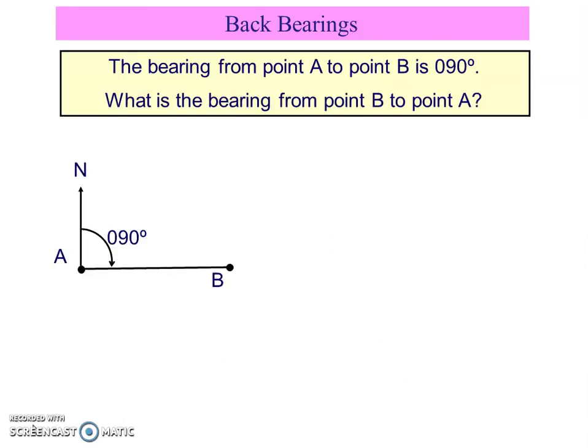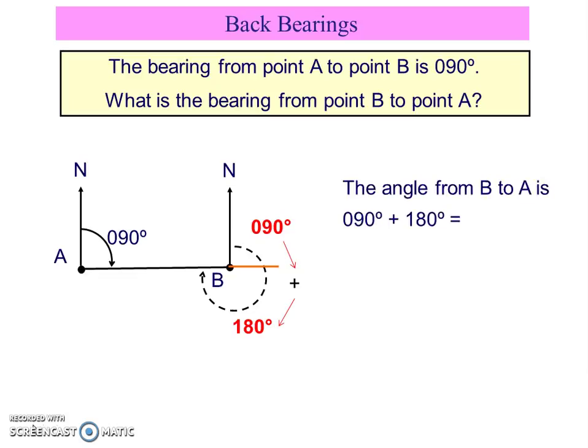Back bearings. The bearing from point A to point B is 90 degrees. So what's the bearing from point B to point A? So if we want to return, we go from A to B and then we want to return from B to A. So this angle is 90 degrees and the straight line 180. So the sum is 270 degrees, which is the back bearing.